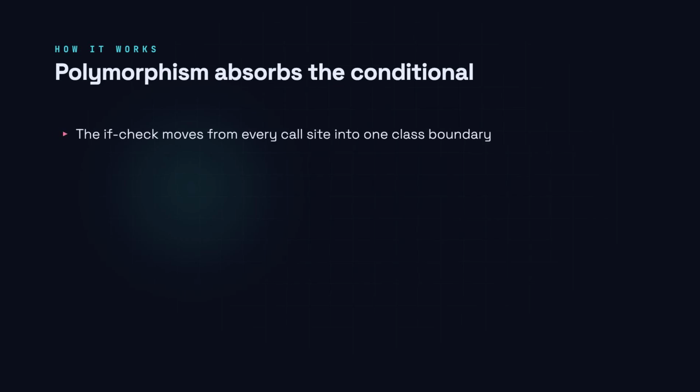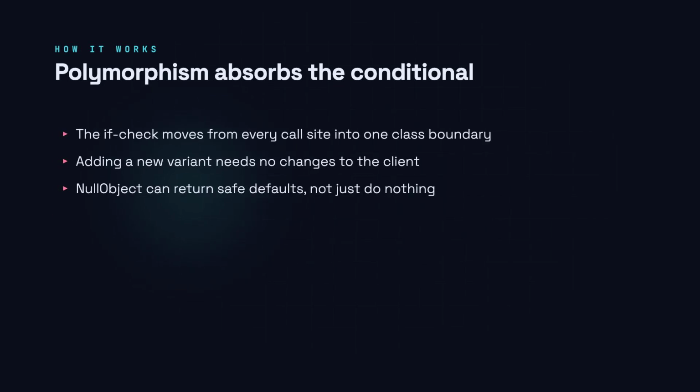What the pattern really does is use polymorphism to push the conditional out of every call site and into the type system itself. Instead of the client asking, is this null? The object's type answers that question silently. Null object methods can also return safe defaults, an empty list, a zero, not just void.